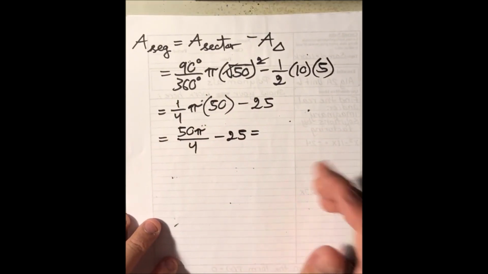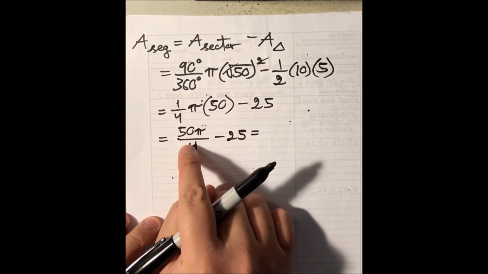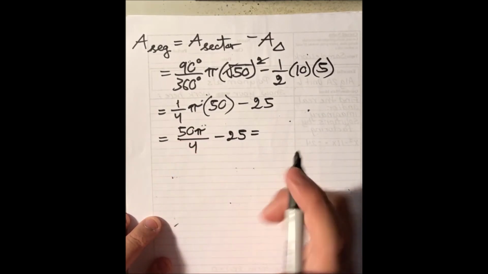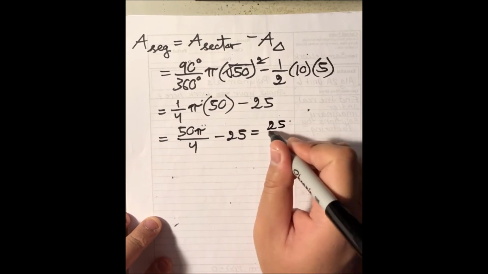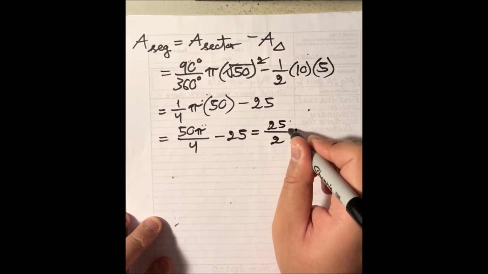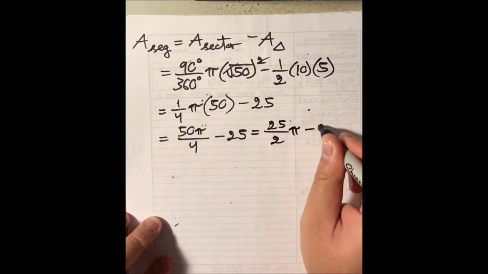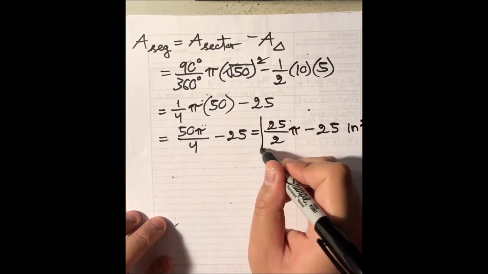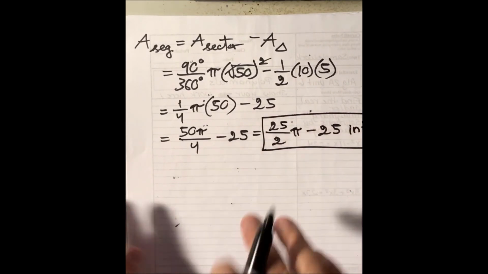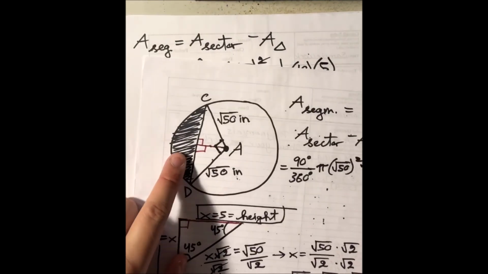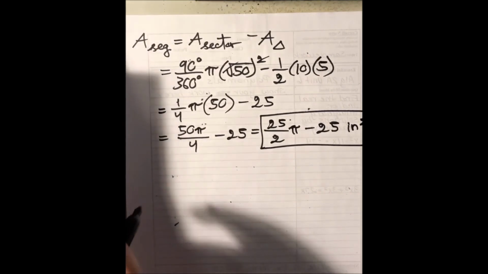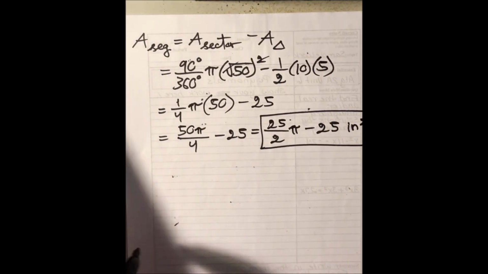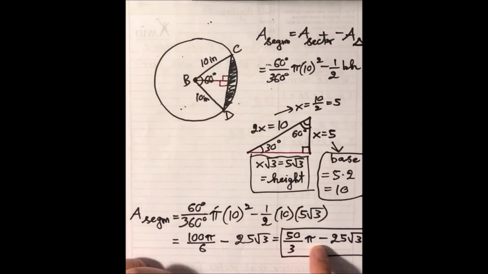This can be simplified even more by recognizing the fact that 50 pi over 4 can be simplified to 25 over 2 times pi minus 25 inches squared. Yeah. So this is the area of the left half, and the right half is 50 over 3 pi minus 25 times square root of 3 inches squared.